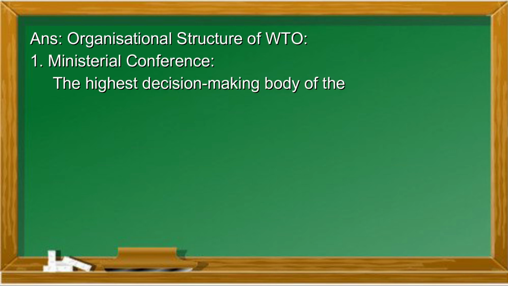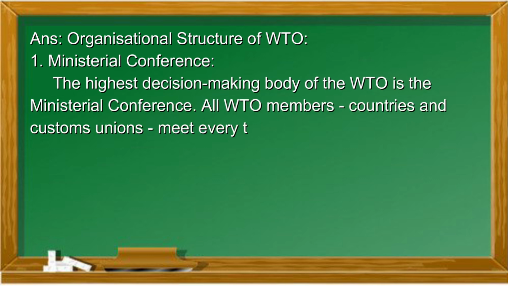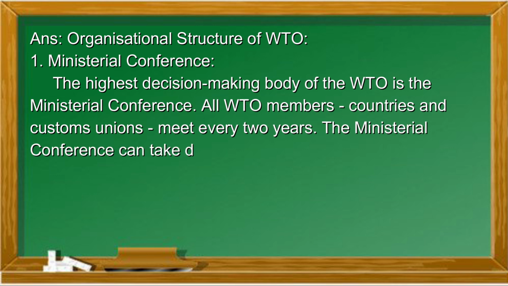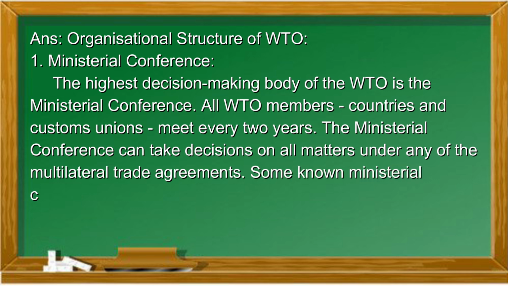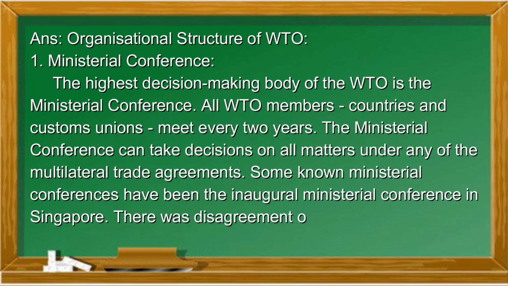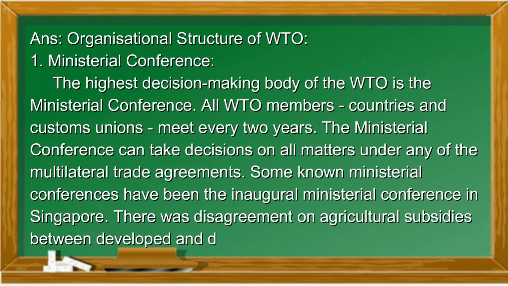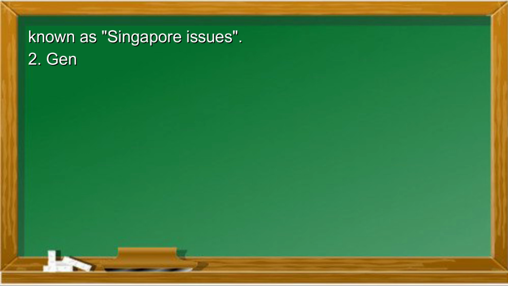1. Ministerial Conference. The highest decision-making body of the WTO is the Ministerial Conference. All WTO members, countries and customs unions meet every 2 years. The Ministerial Conference can take decisions on all matters under any of the multilateral trade agreements. Some known ministerial conferences have been the inaugural Ministerial Conference in Singapore. There was disagreement on agricultural subsidies between developed and developing countries, which came to be known as Singapore issues.